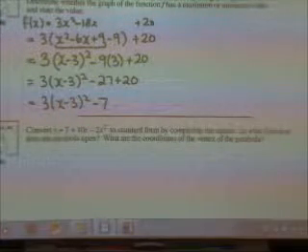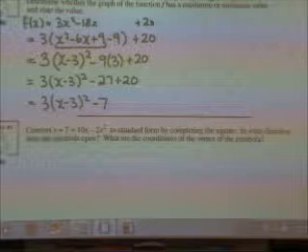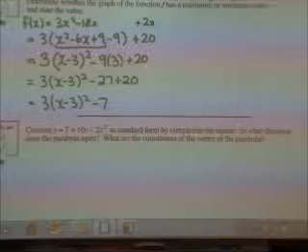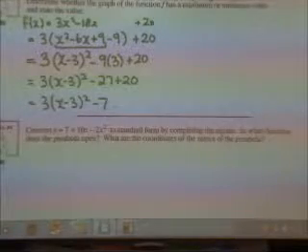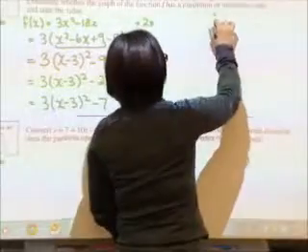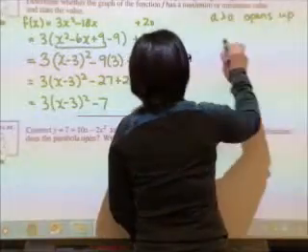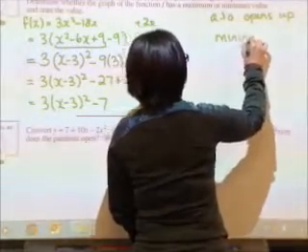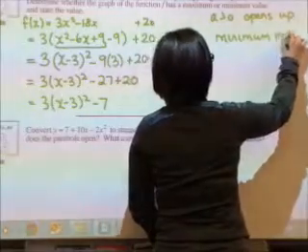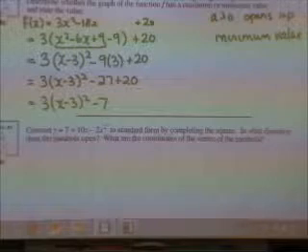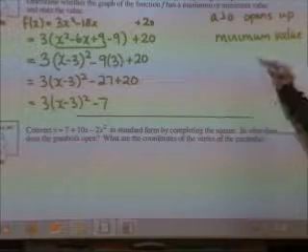So does the graph have a minimum value or a maximum value? How do I know it's a minimum? A is positive. So A is greater than 0, which means it opens up. So I have a minimum value. And what is that minimum value? -7.